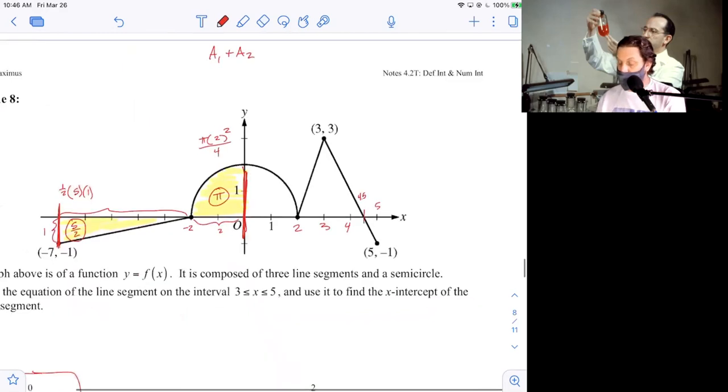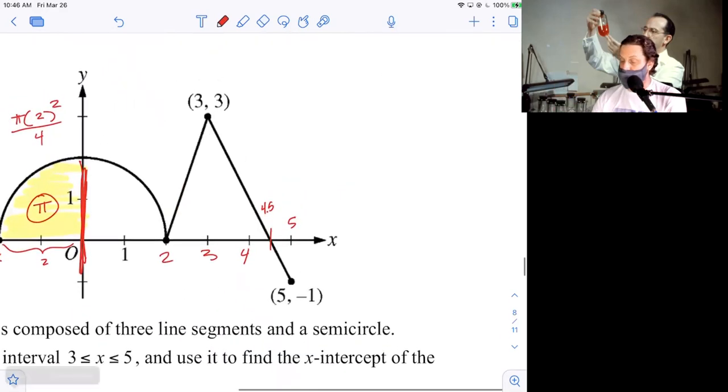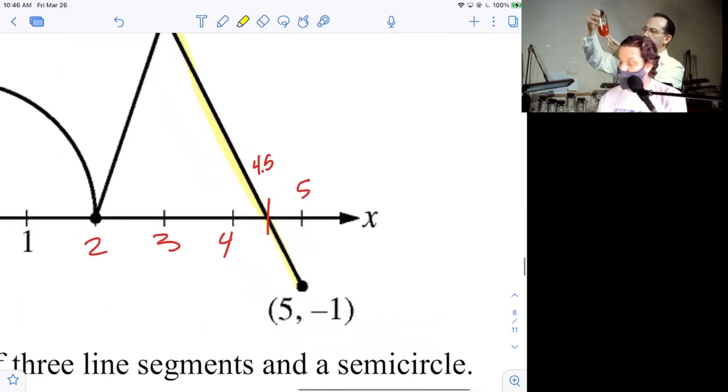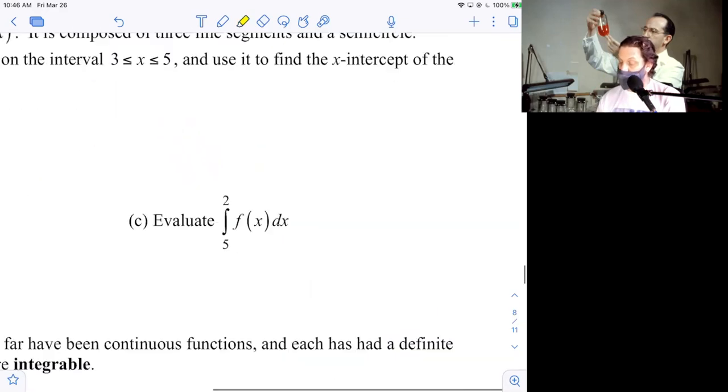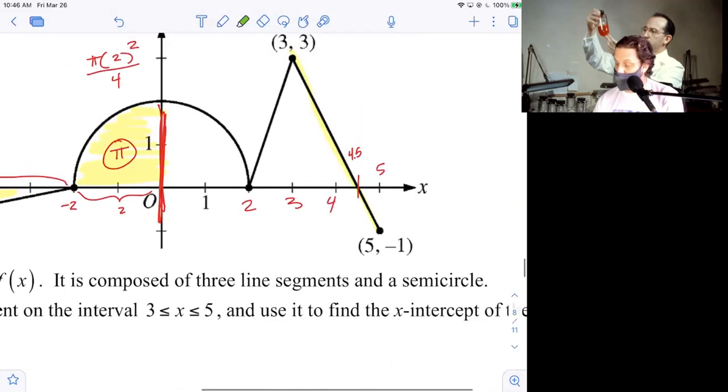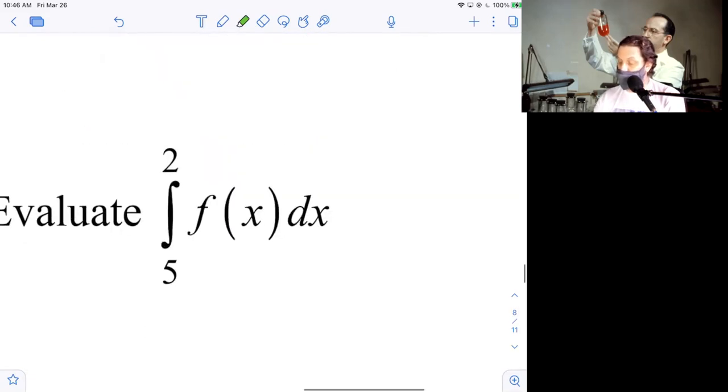All right. Now, what I had you do originally on part A is to write the equation of this line segment, in point-slope form, and set it equal to 0 to find the x-intercept. But it does come out to be 4.5. And since we're a little short on time, we'll just leave it like that. So let's go ahead and figure out the integral now from 5 to 2. Well, the integral from 5 to 2, okay, so let me draw a line down here at 5. So I need to find this area, and I need to find this area, right? Now, first of all, if I go from 5 to 2, is that forward or backwards?